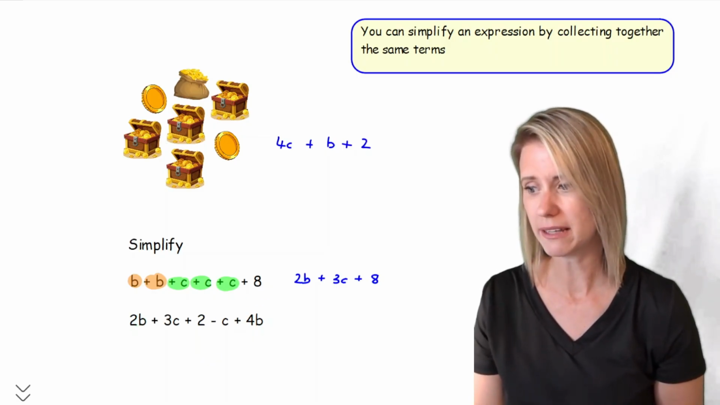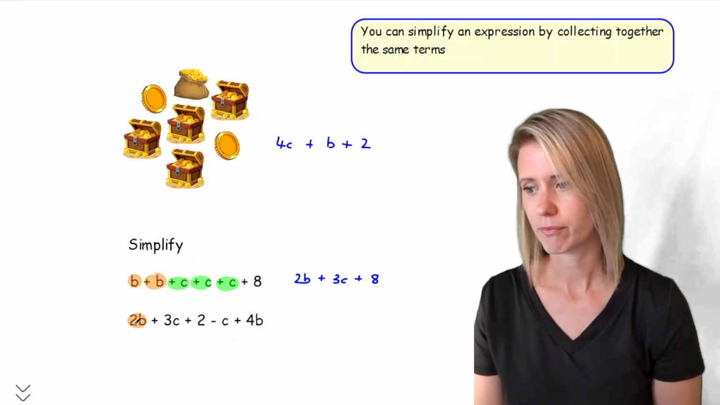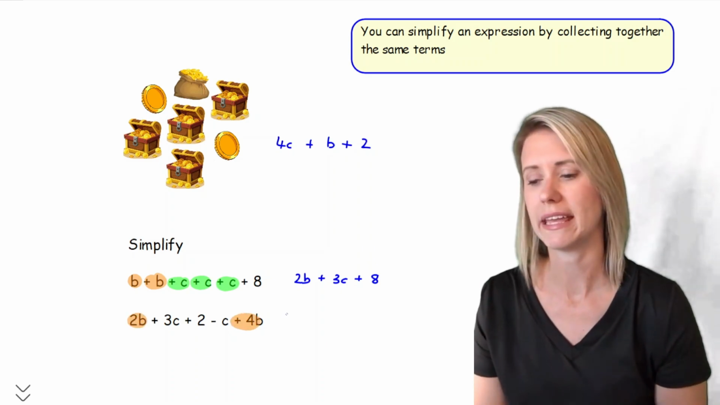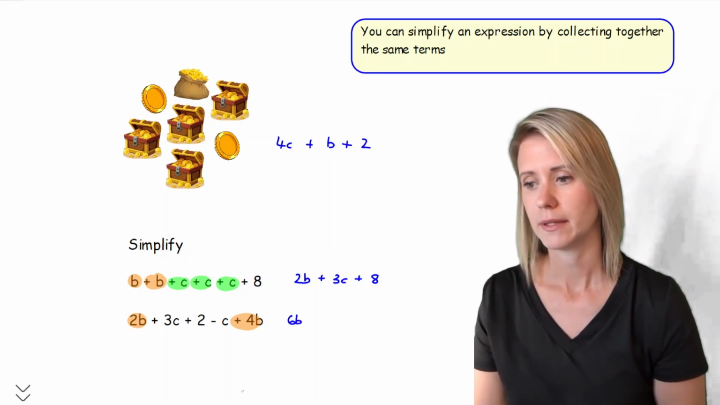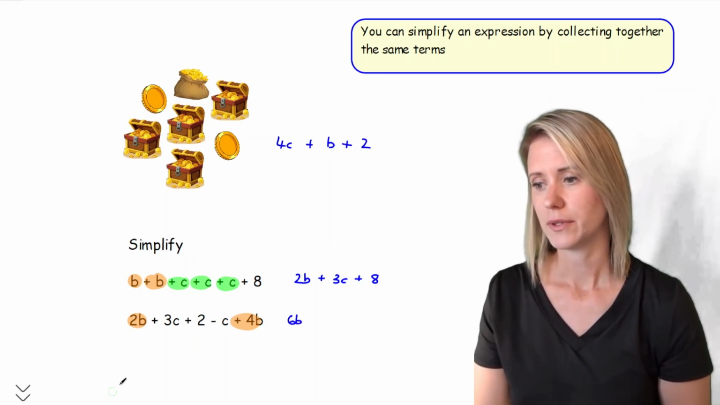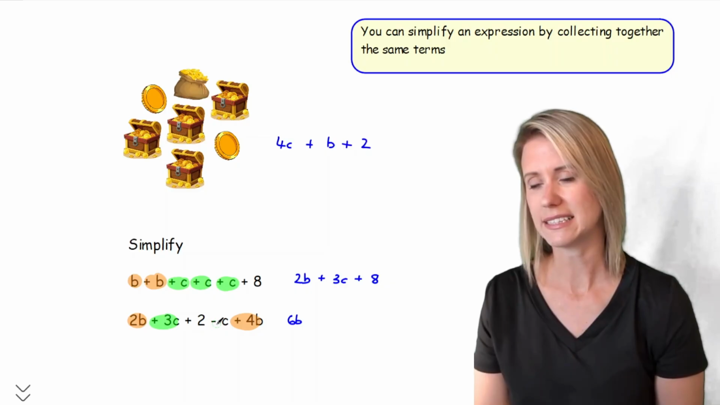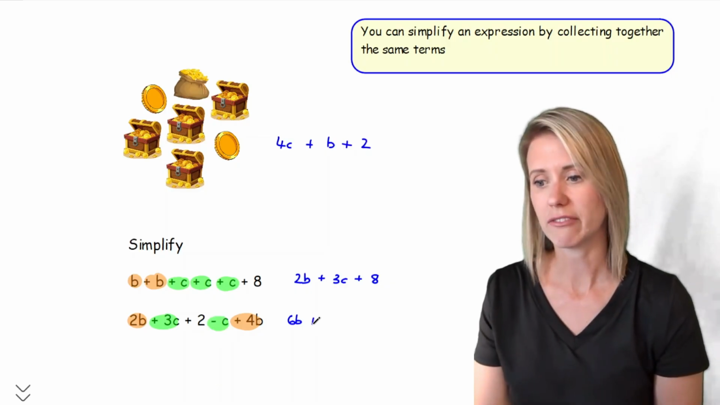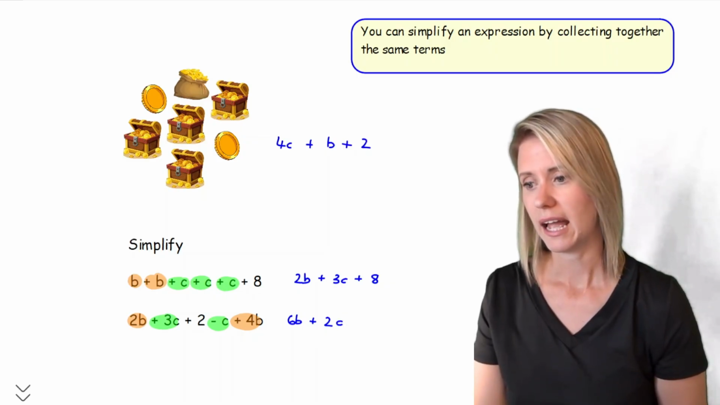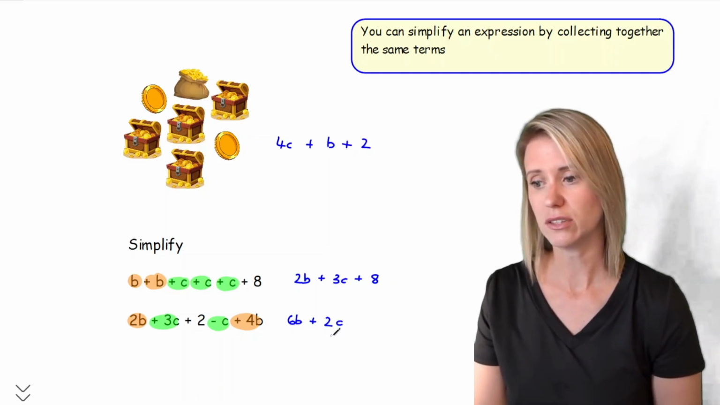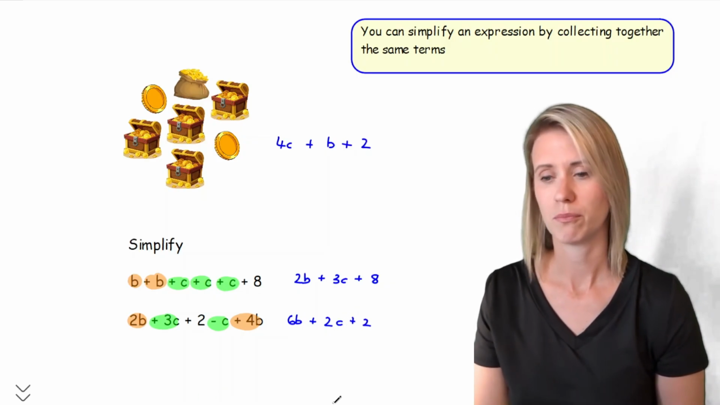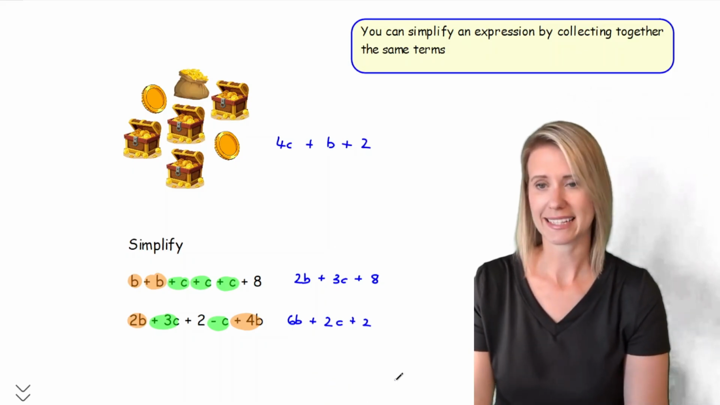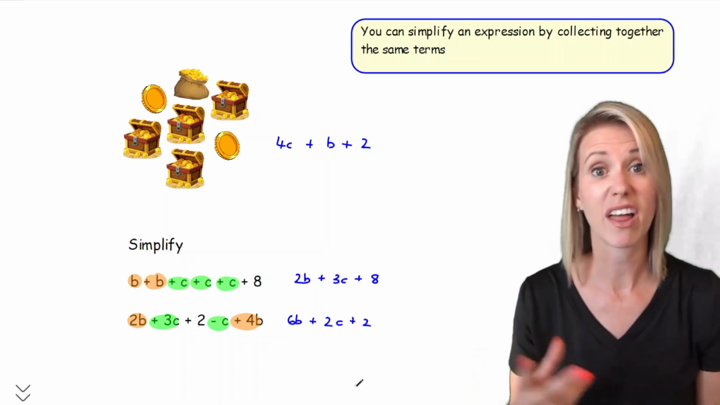The second one though, however, we can now subtract. We have 2b adding on 4b. We're joining it with 4b, giving us 6b. Let's take a look at the c's though. We have 3 c's, so 3 chests, but then we're removing a chest. We're taking one away, giving us 2c. And then finally, our constant that's not changing is our 2.